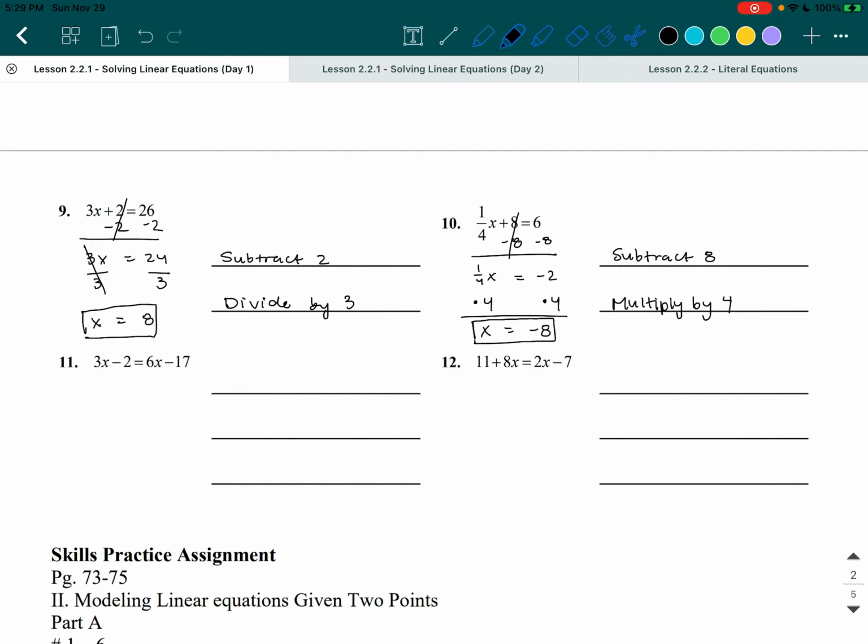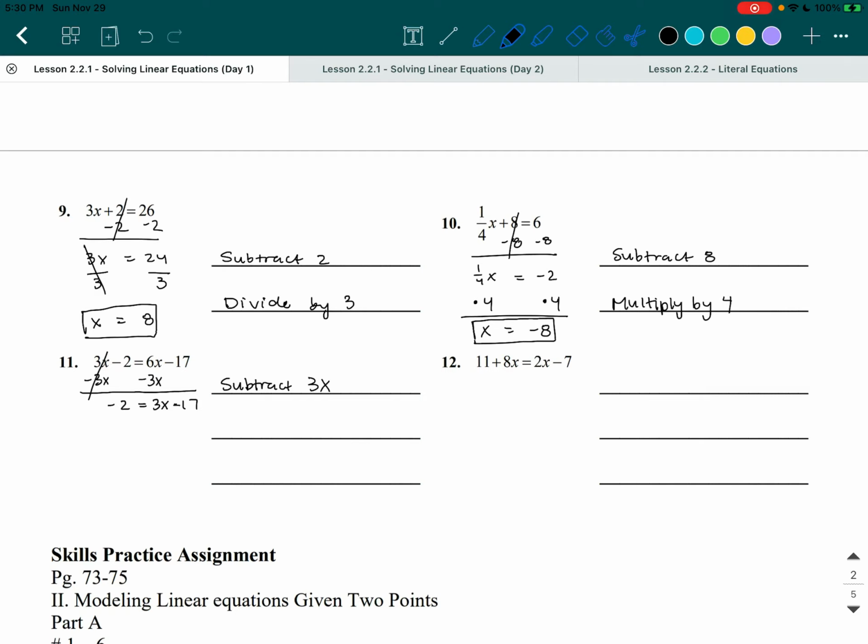Okay. So let's see what you guys did. So if it were me, I would subtract 3x on both sides. I want to bring all the x terms to one side. So I subtract 3x on both sides so that those cancel out. Then we would have -2 is equal to 3x minus 17. Now the only term with x in it is on one side of the equation. That was the goal. You don't want 3x and 6x on different sides. You want to bring it to one side and combine it.